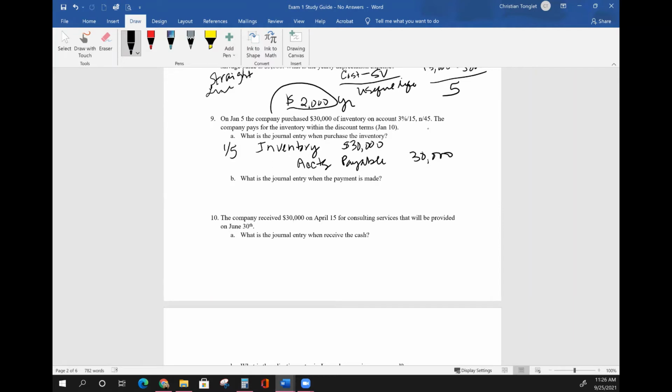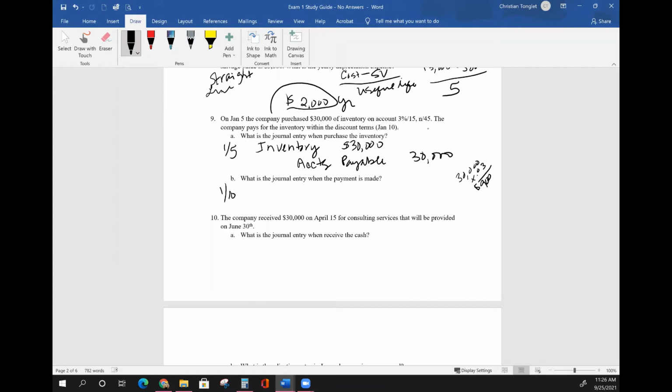Now, when I make the payment, I'm making the payment on January 10th. It's within the terms. That means I get to take the discount. So I need to calculate what my discount is. So I can do 30,000 times 3% to come up with what my discount is. Okay, so discount is going to be $900. So when I make my payment, I'm not paying the whole 30,000. I'm going to pay the 30,000 less 900.